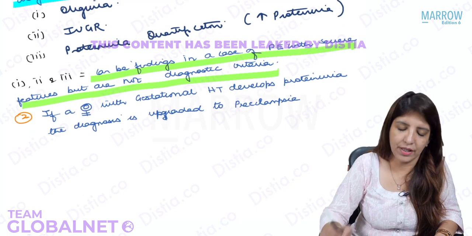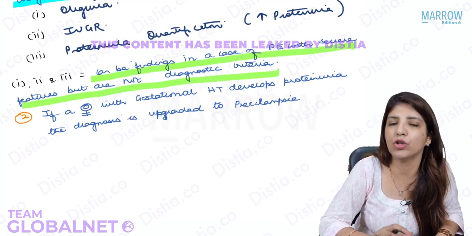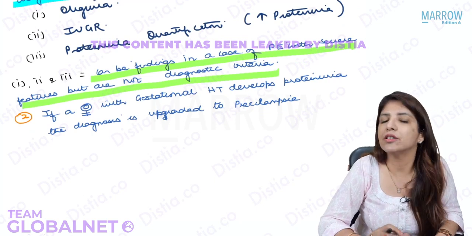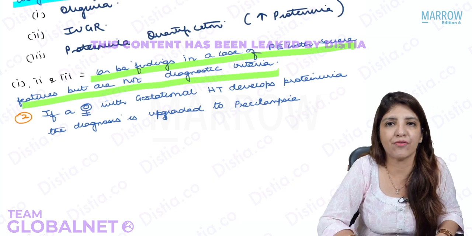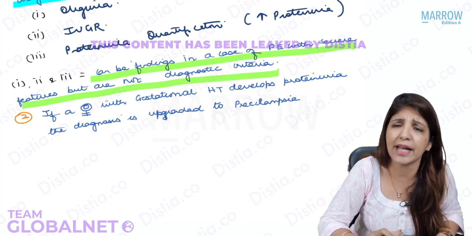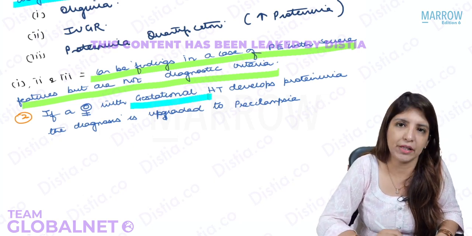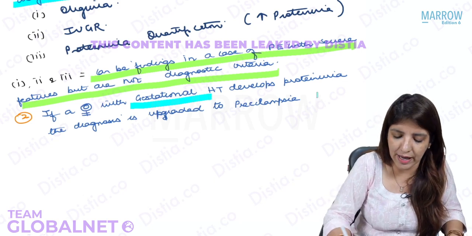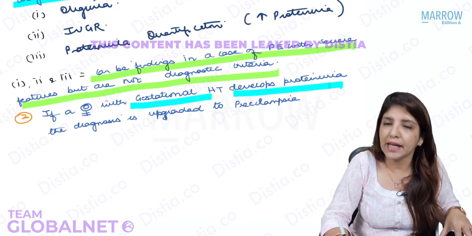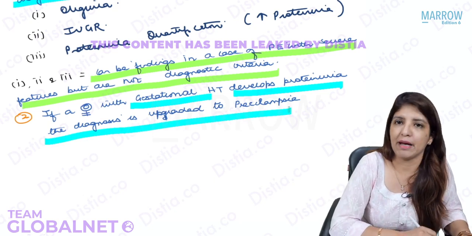Another very important thing is that suppose you are dealing with a pregnant female in whom earlier proteinuria was absent and her BP increased after 20 weeks of pregnancy. Now, because her BP increased after 20 weeks of pregnancy and there wasn't any proteinuria, you classified her as a case of gestational hypertension. Now, this patient of gestational hypertension over a period of time develops proteinuria. In that case, you are going to upgrade the diagnosis to preeclampsia.